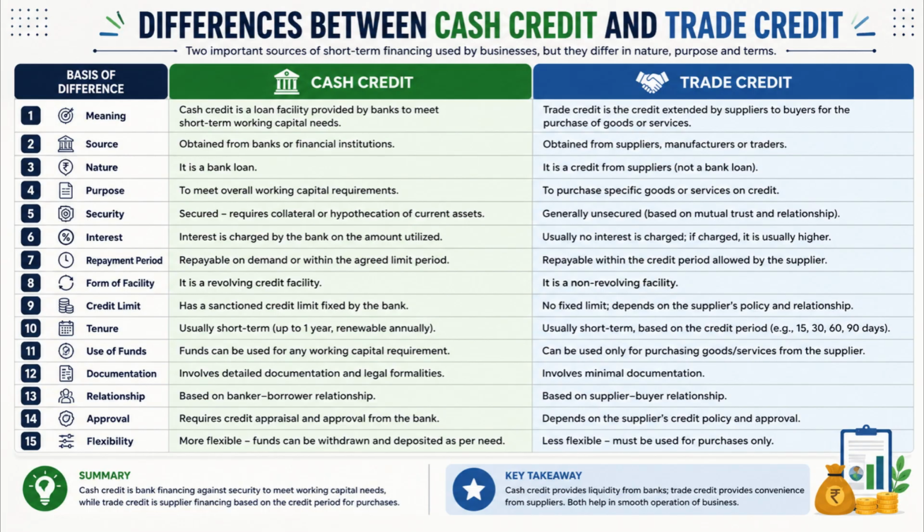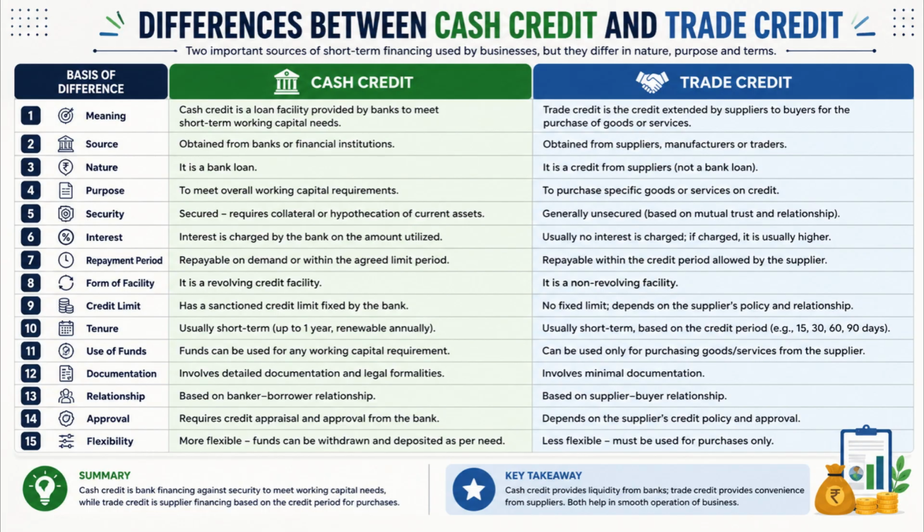Number 6. Interest is charged by banks on the amount utilized under cash credit, whereas trade credit generally does not involve direct interest charges if payment is made within the credit period. Number 7. Cash credit repayment is made on demand or within the sanction period, whereas trade credit must be repaid within the supplier's agreed credit period. Number 8. Cash credit is a revolving credit facility where funds can be withdrawn repeatedly, whereas trade credit is usually non-revolving in nature.